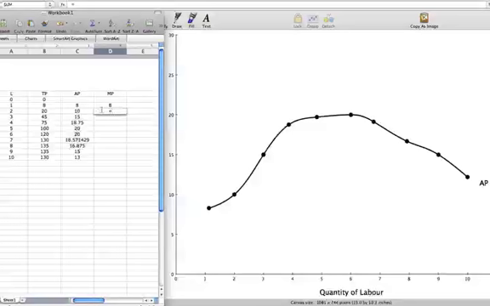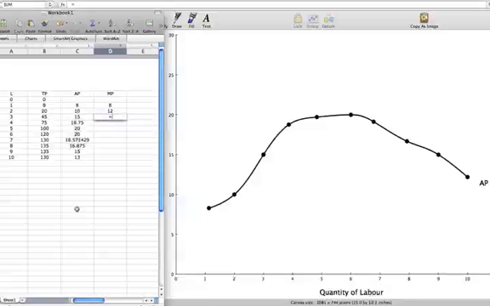When we added the second worker, our total product went to 20 from 8, and our labor increased by 1. 2 minus 1. We get a marginal product of 12.